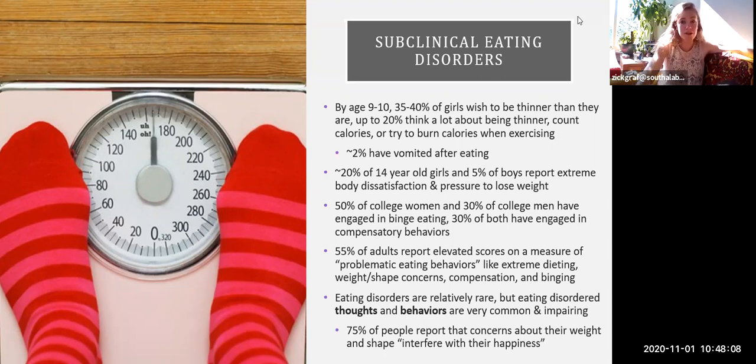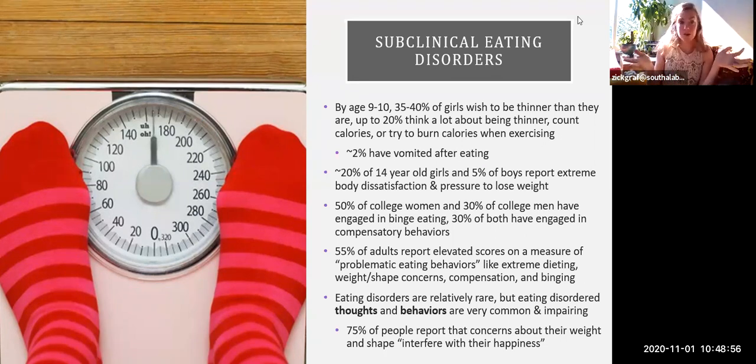By early adolescence, so by age 14, about 20% of girls and about 5% of boys report extreme body dissatisfaction. So a level of body dissatisfaction that's seen in patients with anorexia nervosa, but not meeting criteria for anorexia nervosa because there's no extreme restrictive eating or extreme weight loss. But extreme body dissatisfaction, extreme distress, and extreme drive and desire to lose weight. By college, as many as 50% of college women and 30% of college men have engaged in binge eating, and as many as 30% of both men and women say that they've compensated for eating, whether that's binge eating or normal non-restrictive eating in some way.